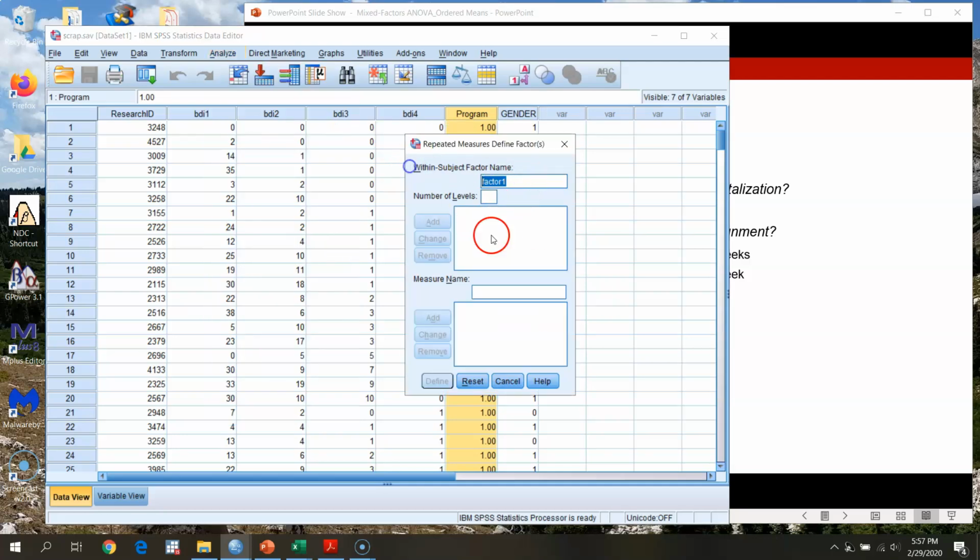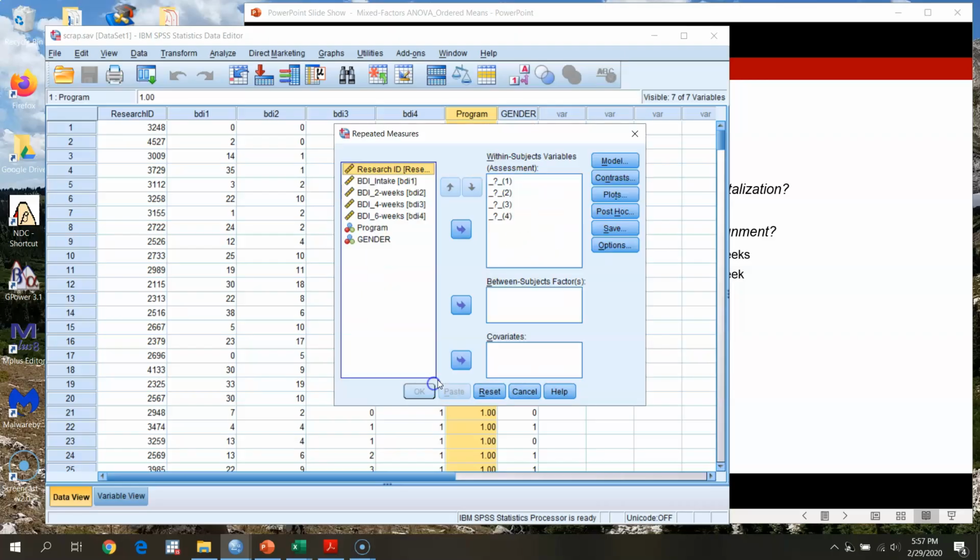First thing we need to do is identify our within subject effect. I'm going to call this assessment, and I've got 4 repeated measures here. So I'm going to hit Add, and then hit Define. I want this to be BDI1, BDI2, BDI3, and BDI4, looking at depression scores at baseline, 2 weeks, 4 weeks, and 6 weeks.